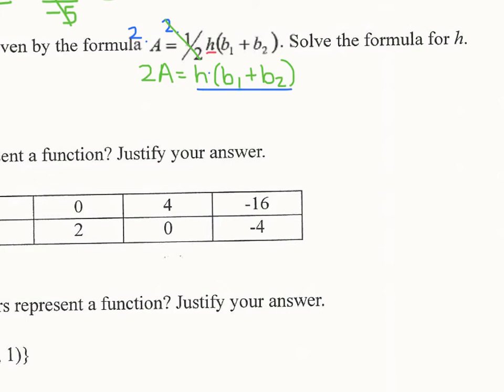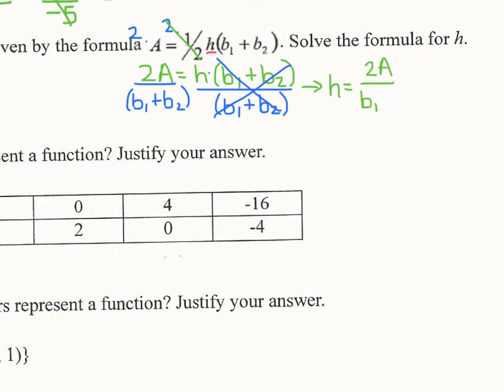So I'm going to divide by b1 plus b2, which means I would divide here by b1 plus b2. So now this whole thing is gone, and my final answer would be h equals 2a over b1 plus b2.